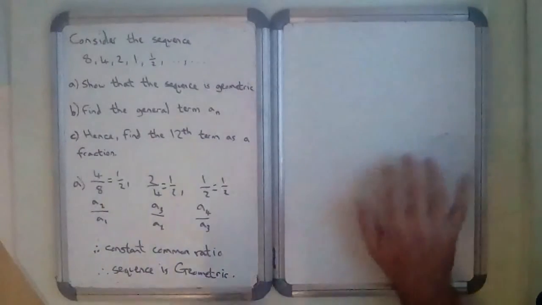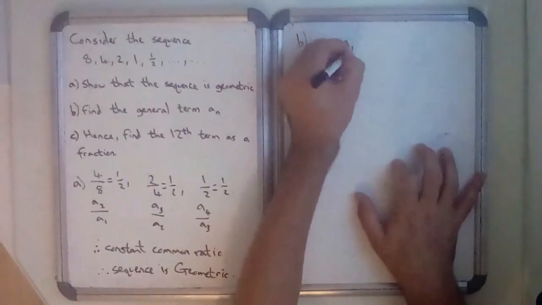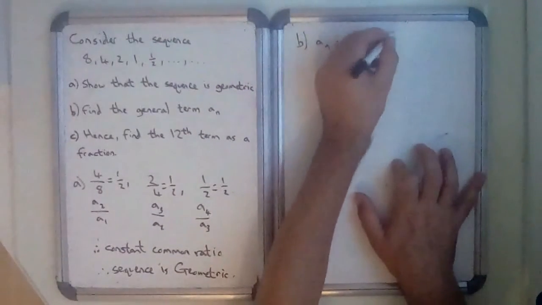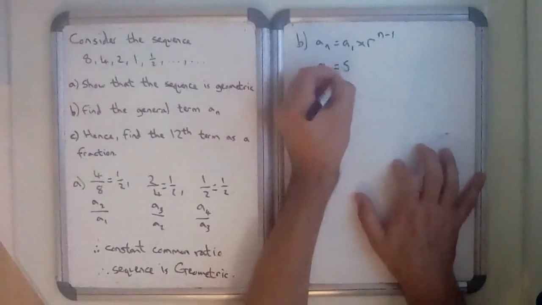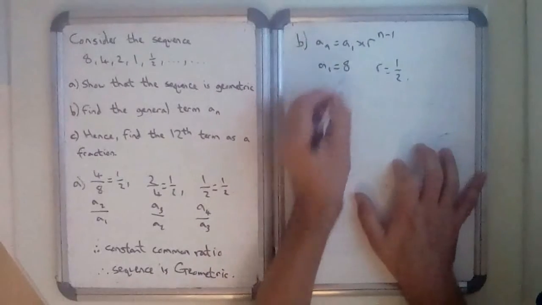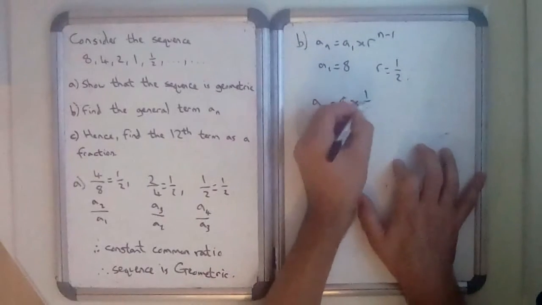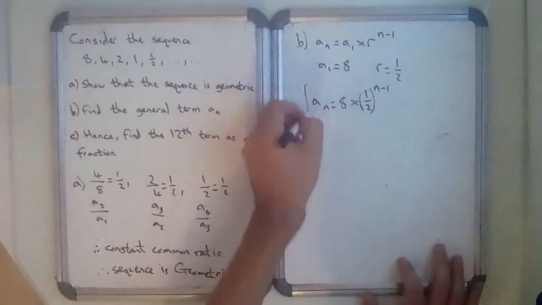Right, part B, find the general term. Well, general term an equals a1 times r to the power n minus 1, right? So a1 is the first term, which is 8, r equals a half, so general term an equals 8 times a half to the power n minus 1. Done.